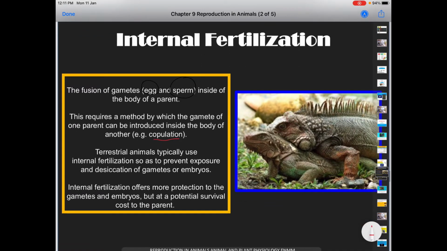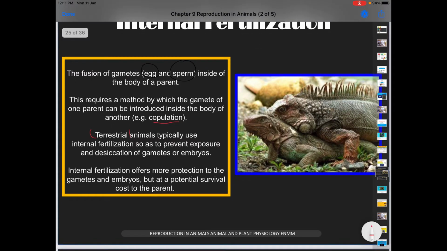So the terrestrial animals that live on darat typically use internal fertilization so as to prevent exposure and desiccation of gametes or embryos. So these are the importance of the internal fertilization. The internal fertilization offers more protection to the gametes and embryo, but at a potential survival cost to the parent. Okay, dia memang ada protection lah untuk dia punya offspring sebab dia dalam parent body, tapi dia juga ada potential cost lah untuk parent.